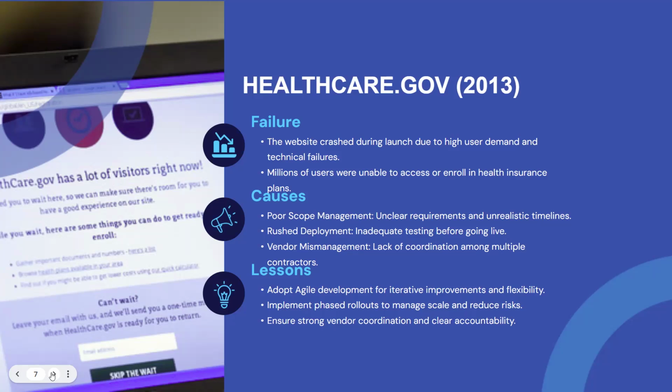The key lessons from this are: use agile development to allow flexibility and continuous improvement. Implement phased rollouts instead of full scale launches, and strengthen vendor accountability to prevent coordination issues.